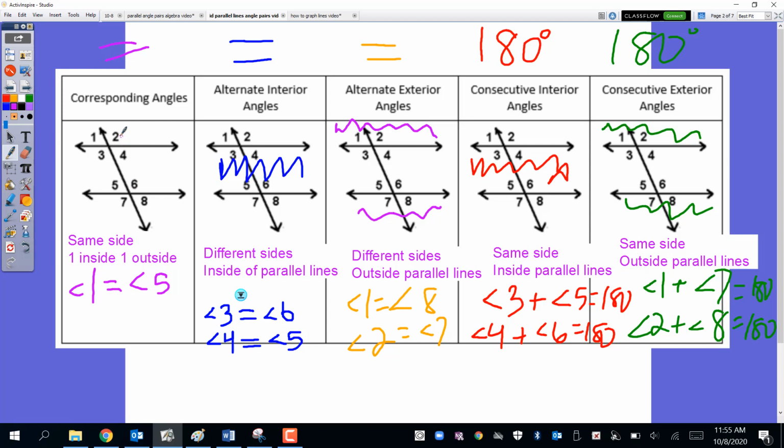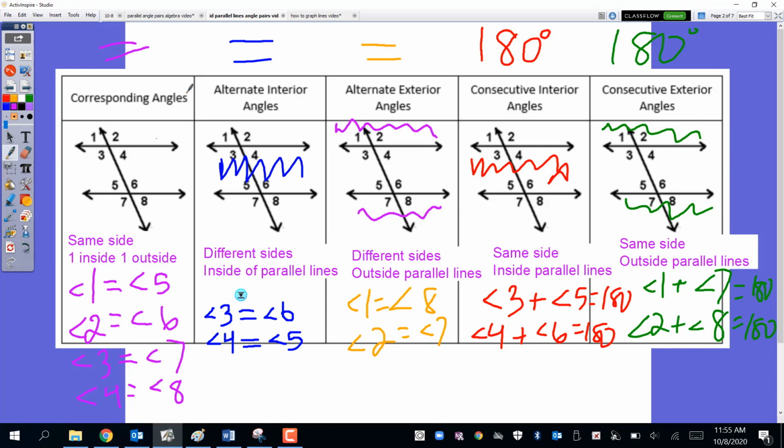To figure out the other corresponding angles, let's look at angle 2. Angle 2 was in the top right side of this group of angles. Down here, which angle is in the top right? That's going to be angle 6, and they're equal. I'm going to fill in the other ones. The bottom left corner is angle 3. In the bottom group, the bottom left corner is angle 7. And then 4 and 8 are also corresponding.